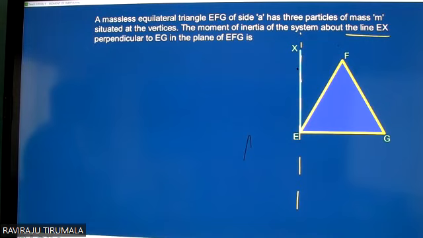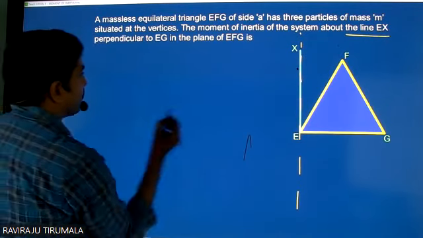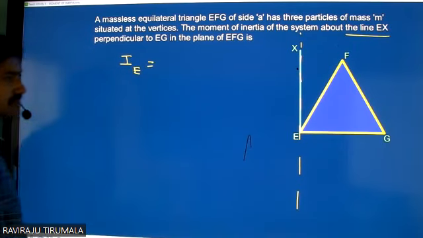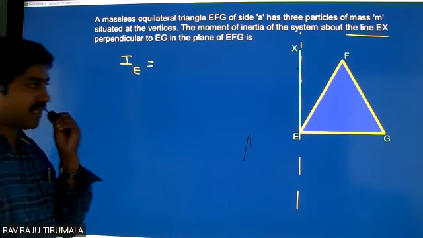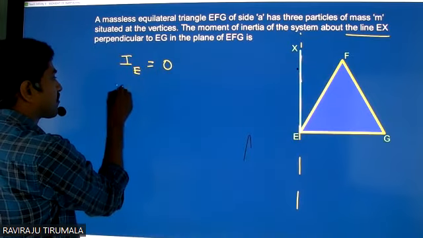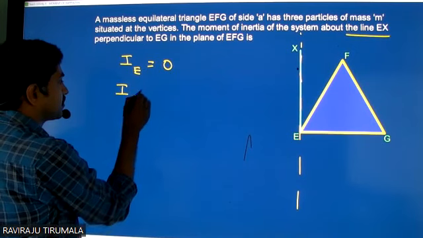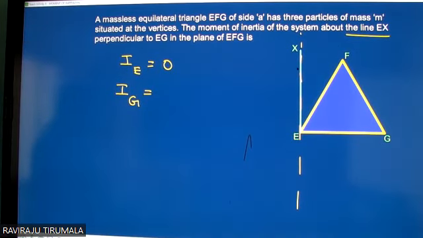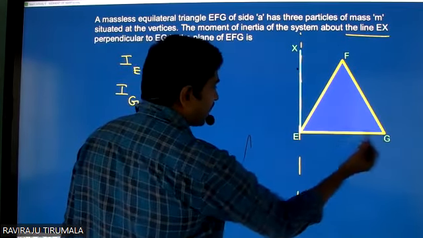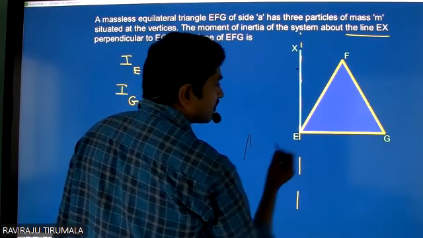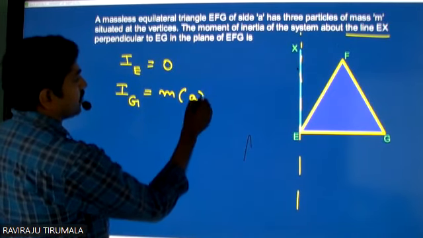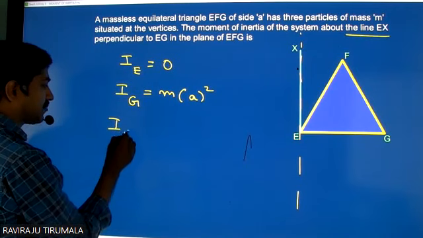How much we want. So here, for first particle, what is the moment of inertia due to E? 0 only, na? Because particle E, that particle of mass m at E, is already on the axis. So it will be 0. Next, IG at point G. M into what is the perpendicular distance between particle G and this axis? Directly, that is only the distance, na? So side length A is given. So m a square.